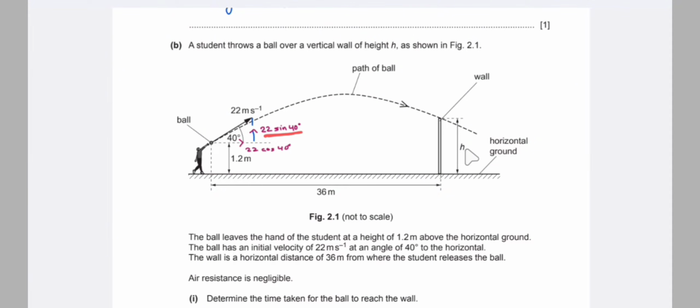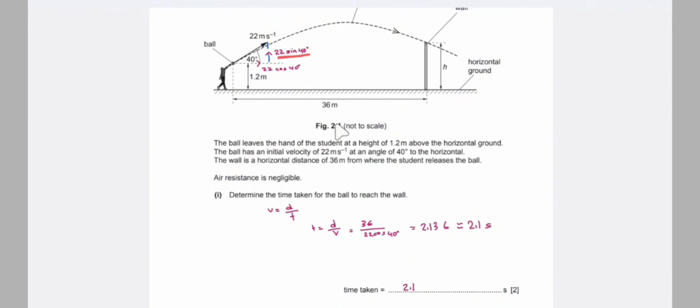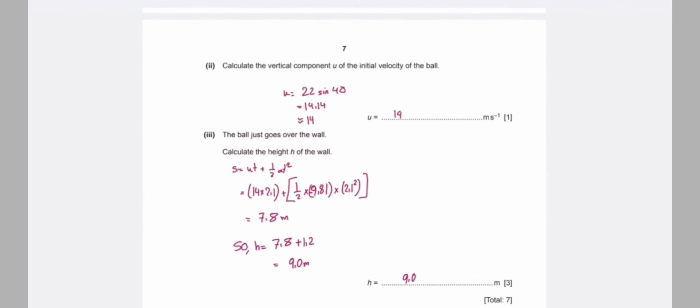and the height is h, and the time taken to reach the wall is 2.1 second. So from this second to this wall, whether in the horizontal direction or in the vertical direction, the time is same. That is from this point to this point, the time taken is 2.1 second. So we know the value of time, we consider the height as h, and we know the vertical component of velocity, that is 22 sine 40.